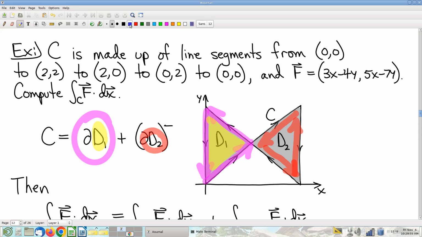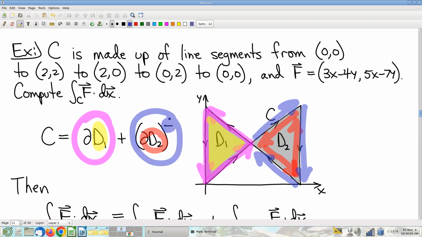And what I'm actually interested in here, the rest of my curve that I actually want, is the exact opposite. It's the same path but with the opposite direction. And so it's the negative, if you will, of the boundary of D2. Everybody's happy? Okay, got to be real careful about orientations. It's nasty business.